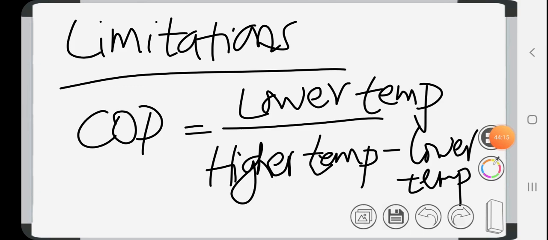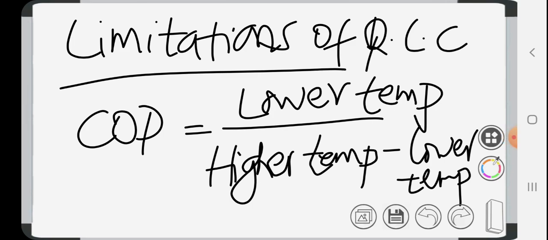So students, what are the limitations of reversed Carnot cycle? You have the expression for COP of a refrigerator working on the reverse Carnot cycle. It is T1 divided by T2 minus T1, that is lower temperature by higher temperature minus lower temperature, right? So how can we increase or improve the COP?